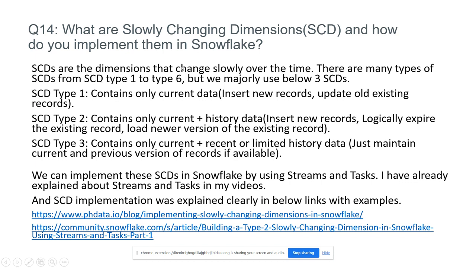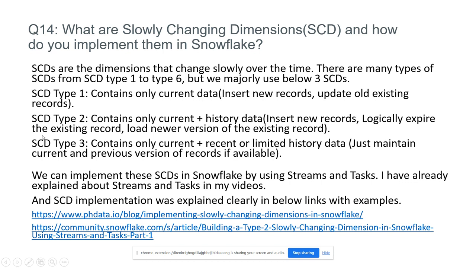So these are the dimensions that change slowly over the time, and there are many types of SCDs from type 1 to type 6. But majorly we use only three types of SCDs. Okay, SCD type 1, type 2, and type 3. In SCD type 1, it contains only current data. That means it will not contain any history data. It will contain only current data. So whenever you try to load some data, if it is a new record, it will insert. If there is an update record, it will directly update the existing record with the new record.